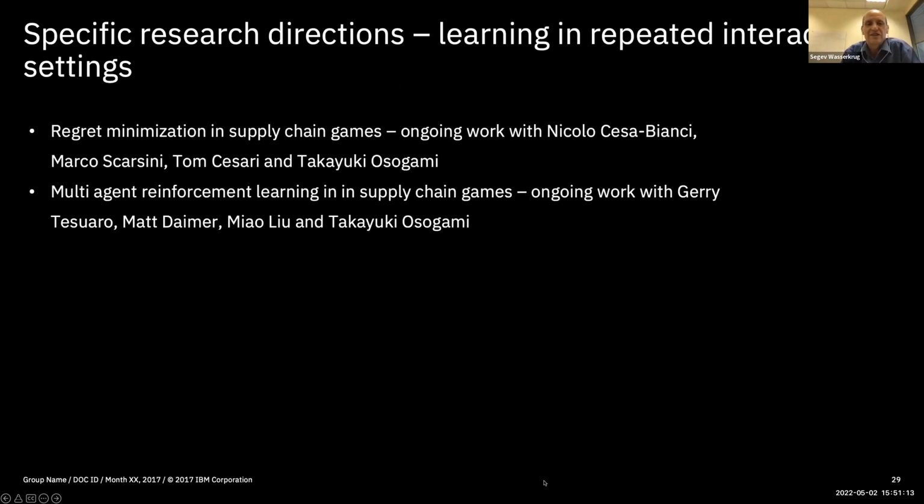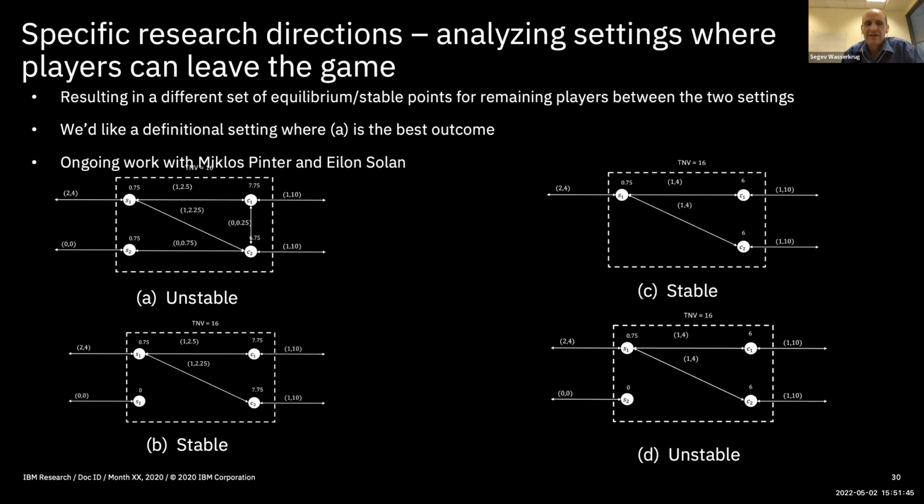Moving directly from that, moving to learning. I mentioned regret minimization with Nicolo, Marco, Tom, and Osogami-san, also from IBM, looking at how we can use regret minimization to make better decisions, specifically in supply chain games and multi-agent reinforcement learning in supply chain games, similar work. And there are also other effects that can happen in real world situations. For example, players can decide to leave the game.